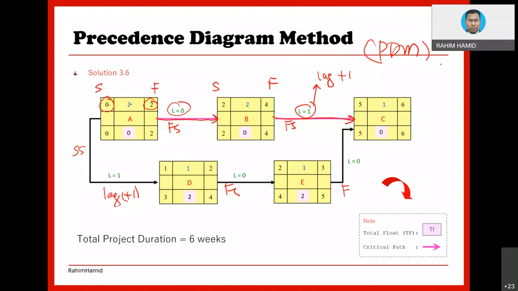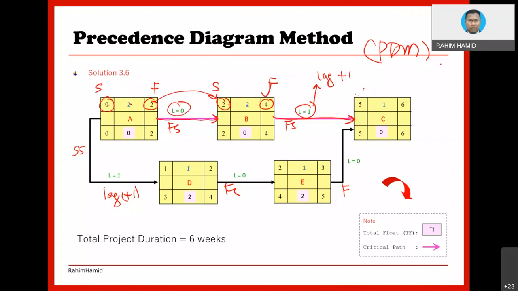And then how about B? Okay, 2 transfer here, 2. 2 plus 2 equal to 4. All right, okay. Then you notice that here, why not 4? Because there are interrelated activities coming into this one. We must go into D first.